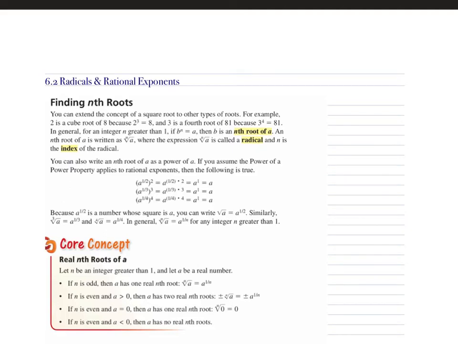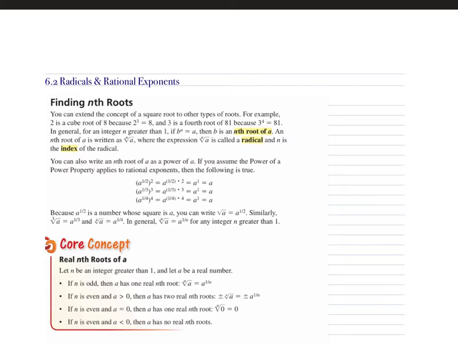So 6.2 goes over radicals and rational exponents. Your rational exponents are just powers that are fractions. Those fractions represent a root that you are taking. That root is called the radical. That number that's on the outside of that radical house is called your index.